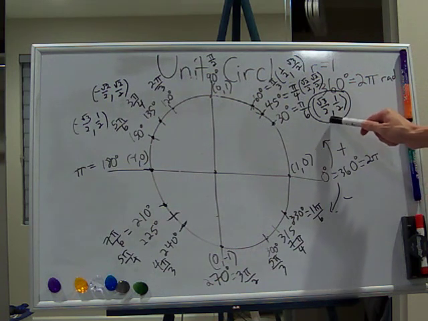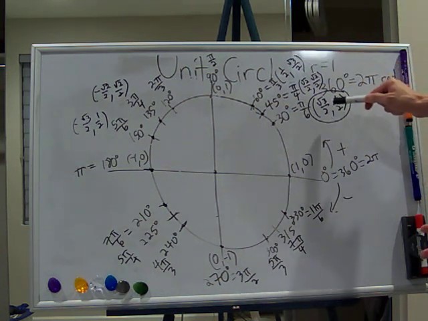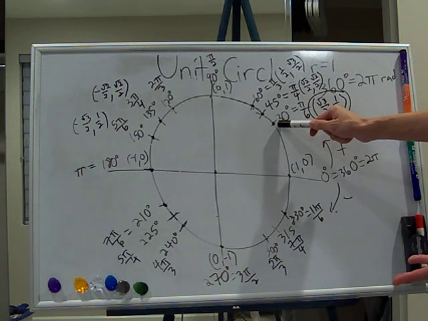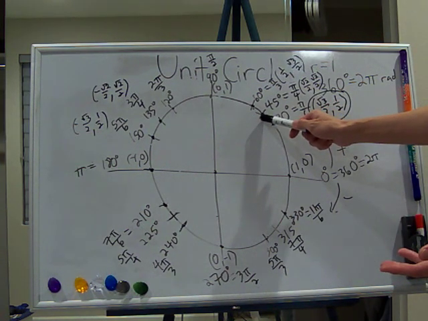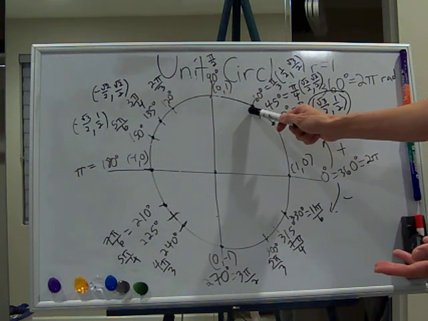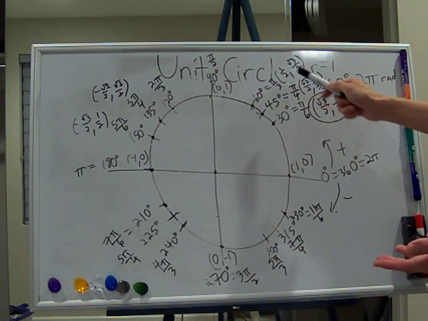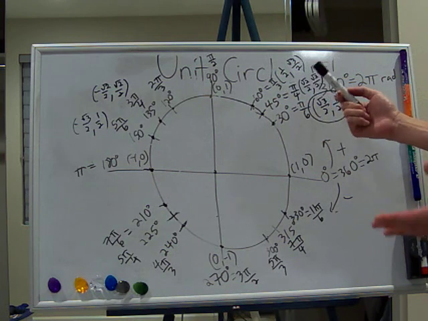Okay, so why are these coordinates the way they are? Why are the coordinates here rad 3 over 2 comma 1 half? Why are the coordinates here rad 2 over 2 comma rad 2 over 2? Why are the coordinates here 1 half comma rad 3 over 2? So the simple explanation is because of special right triangles.